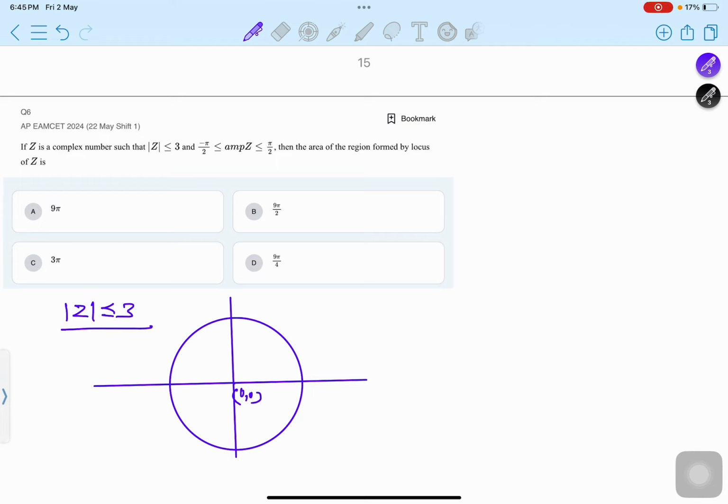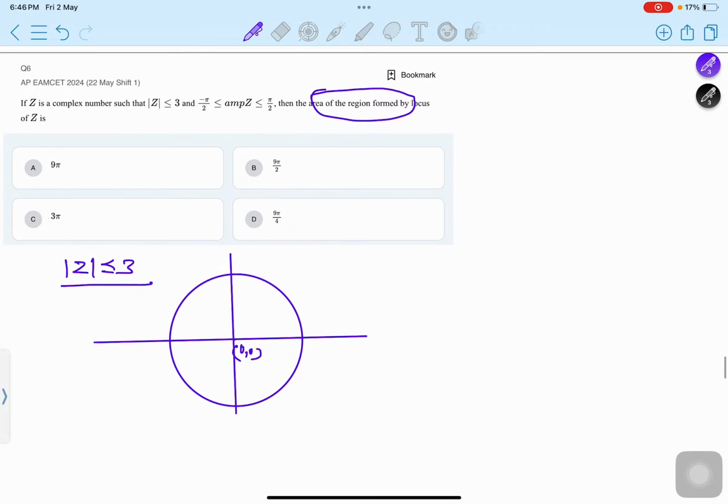Area, sorry, they are asking for the area of the region given by the locus of z. So how to find the area? From minus pi by 2 to pi by 2. This is also an easy process. Only this area is required, because it runs from minus pi by 2 to plus pi by 2, and here it is the less-than shade.